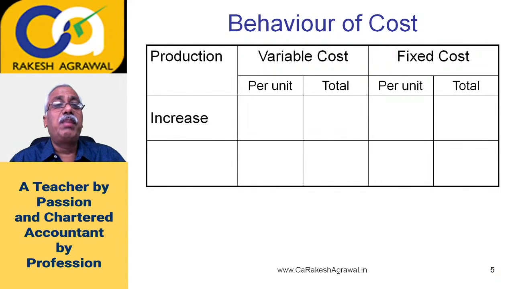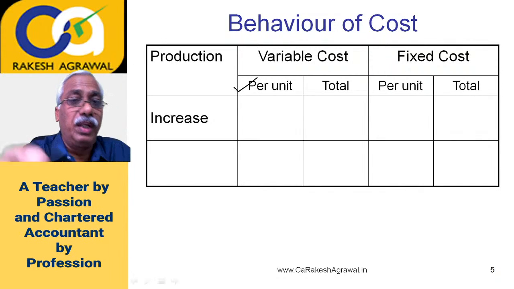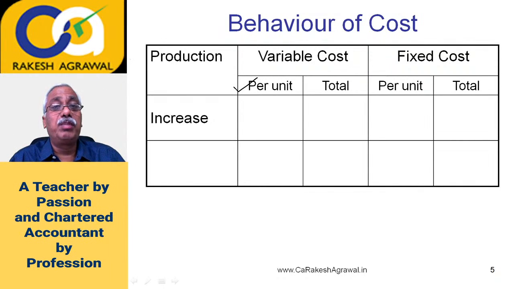Now I will increase my production. Suppose my present production was 10,000 units. From 10,000 units I have started producing and selling 15,000 units, so my production activity has gone up. With increase in production, what will happen to variable cost per unit? My dear friends, you may be able to remember now because you have studied it in the regular batch already. Variable cost per unit always remains constant.